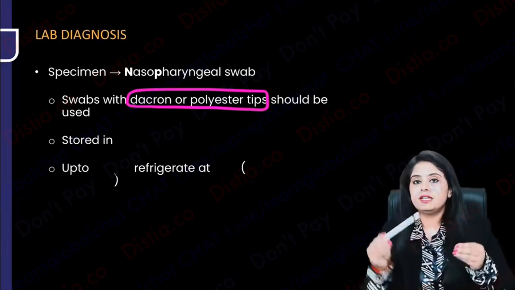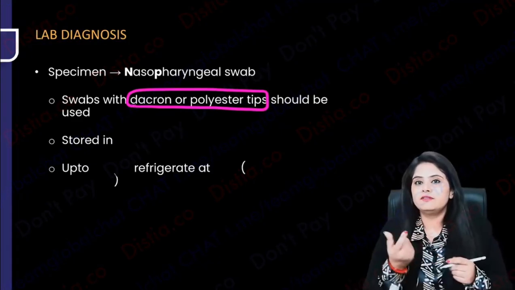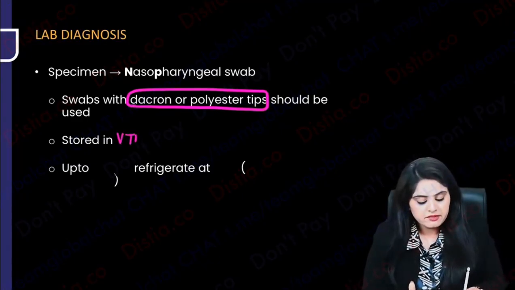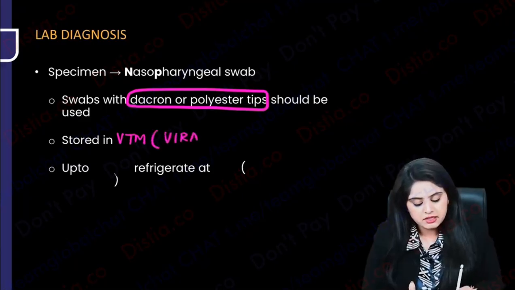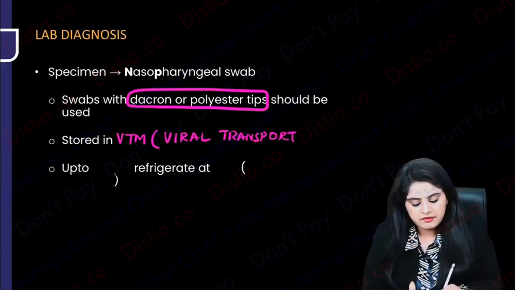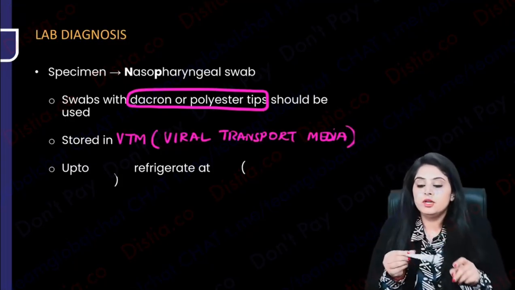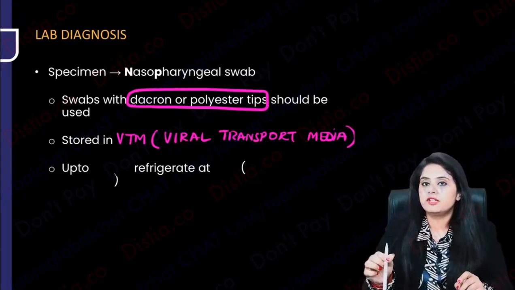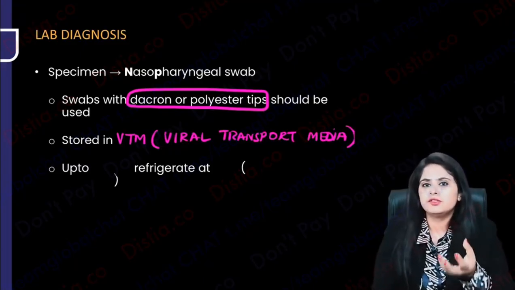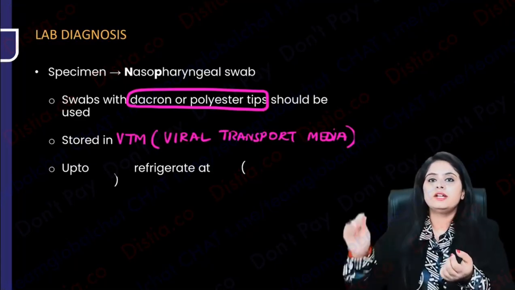And do you remember after taking, they used to dip it in a vial, there was a fluid. It is stored in VTM. VTM is nothing but viral transport medium. So simple, you took a nasopharyngeal swab using a Dacron or a polyester tip, you dipped it in the viral transport media, it has basic factors for survival of the virus, and then you send it to the lab.